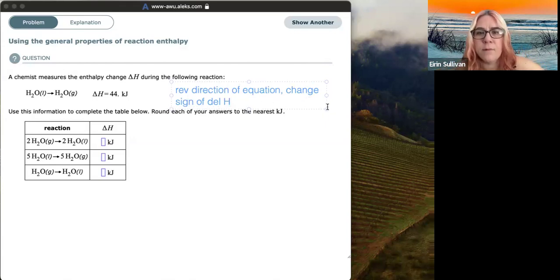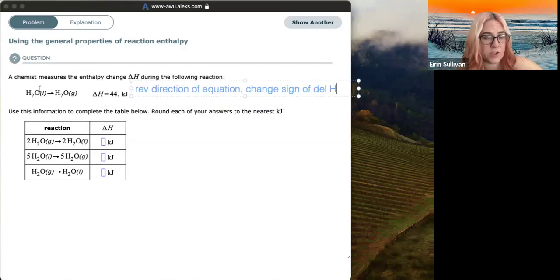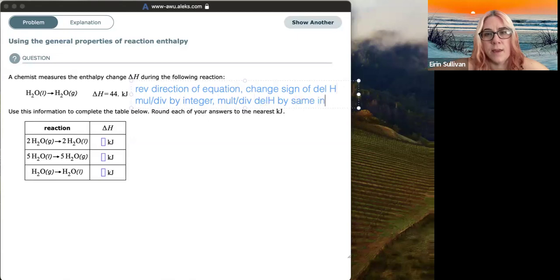Okay. If you have to multiply or divide by an integer to get from this equation as written to the one you're being asked about, then you'll do the same to delta H. So if you multiply or divide by an integer, then you're going to multiply or divide delta H by the same integer. Okay, so basically it's a game of spot the difference.